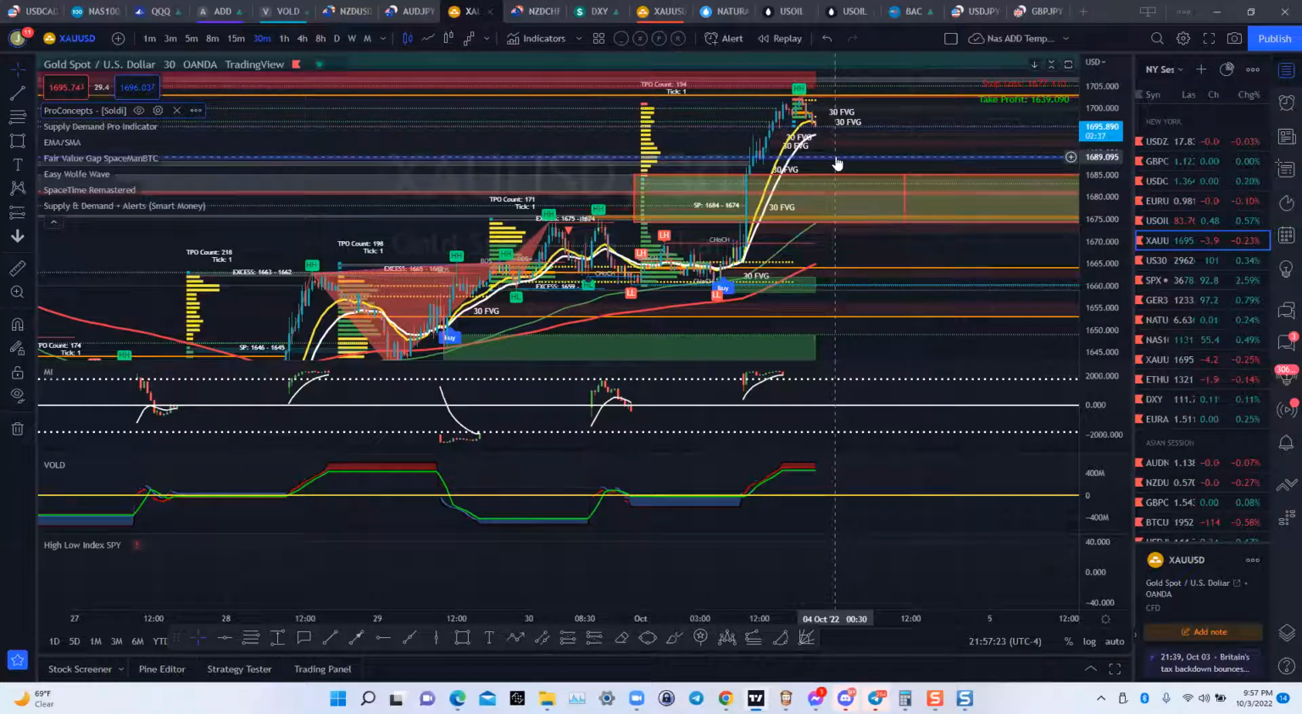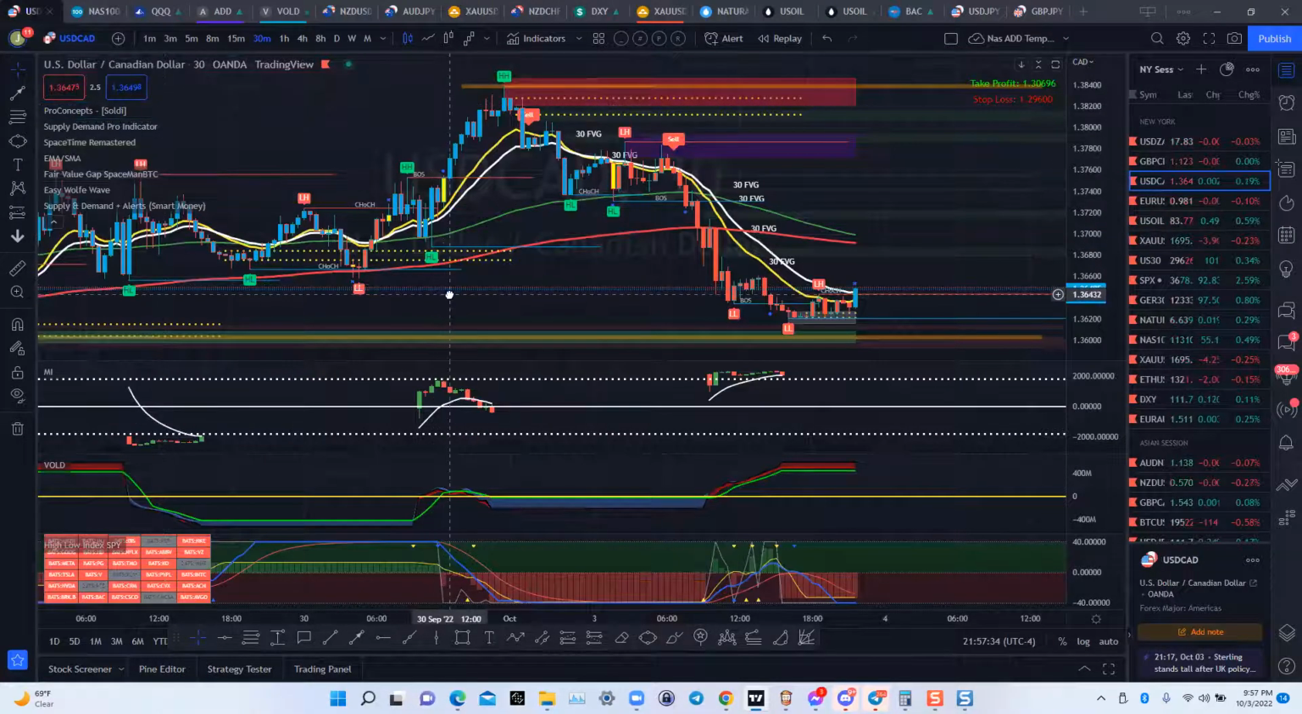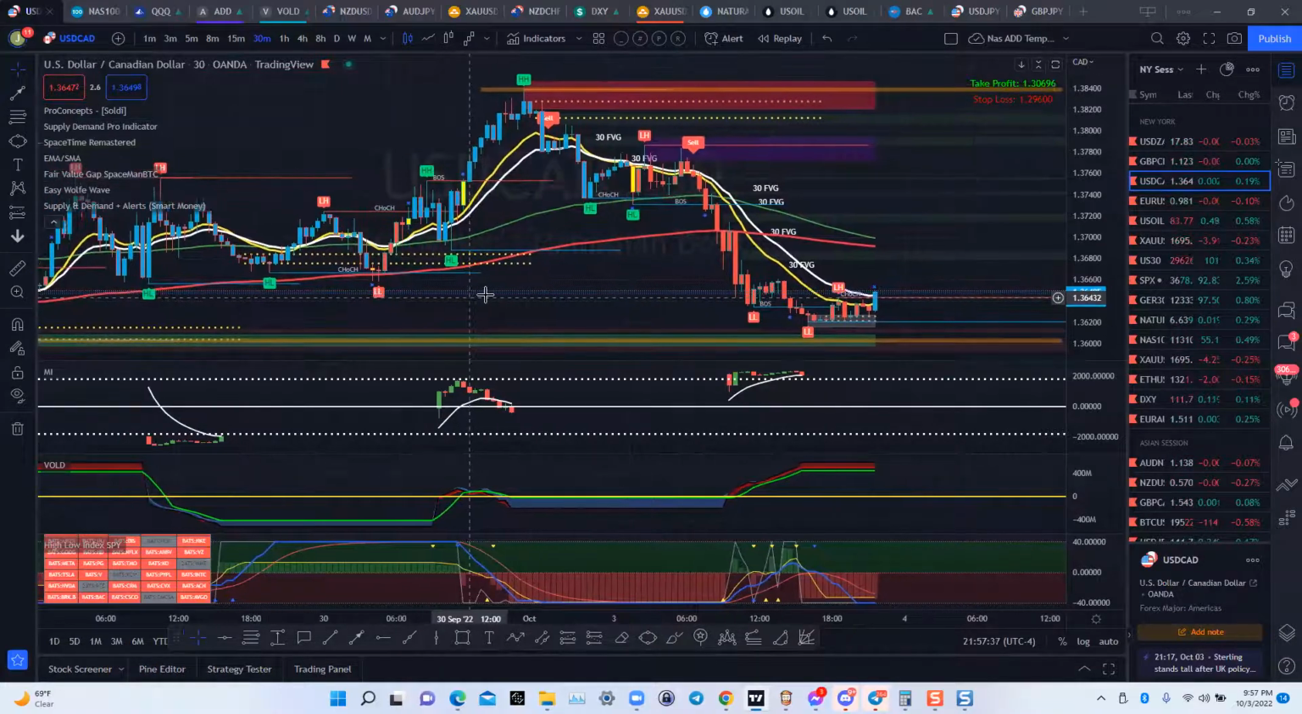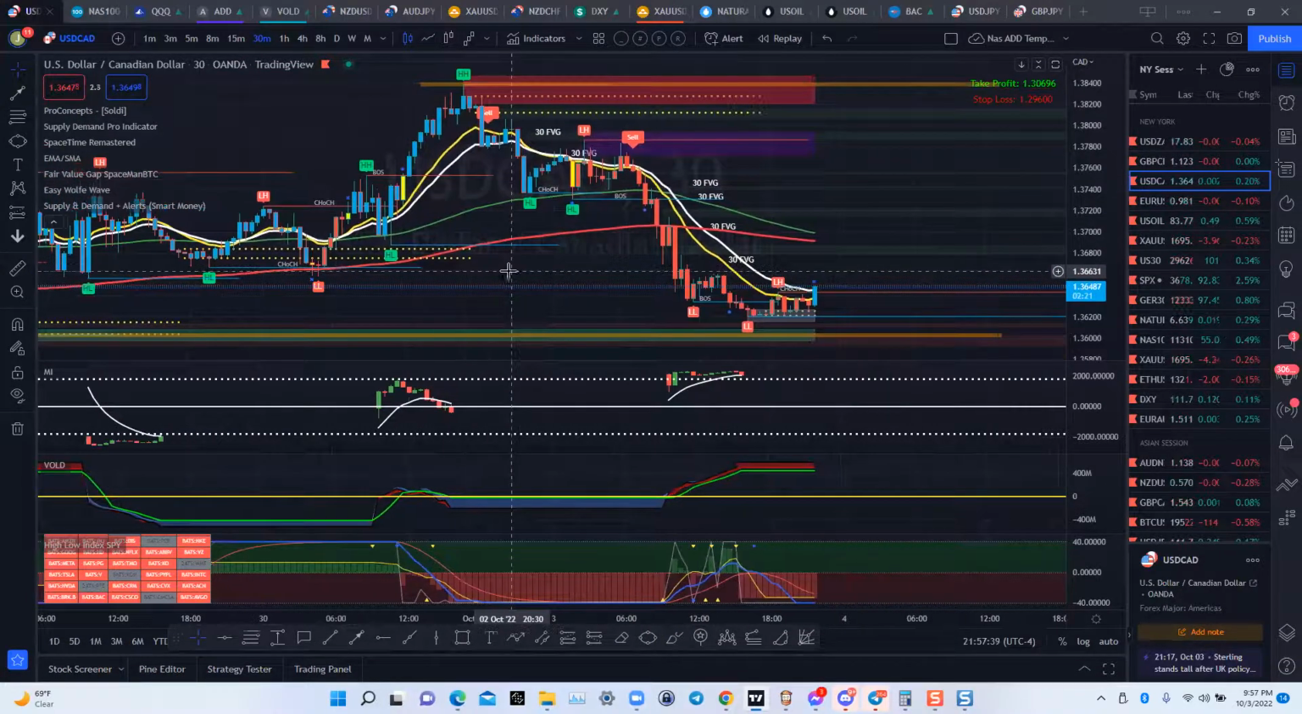NFP is going to move markets. Nas always moves on NFP, gold, and some of the other pairs. But this is going to be it. If you want to make some serious dough, you need to trade USD CAD on Friday, and you need to be on the right side of the market. So you need to have analysis.